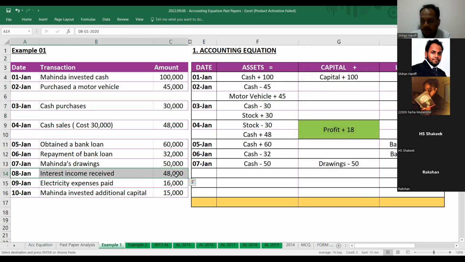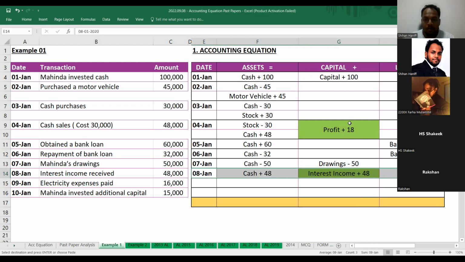Interest income received means it is income. So cash increased by 48,000. Capital will increase by 48,000. Cash will increase. Capital also will increase.